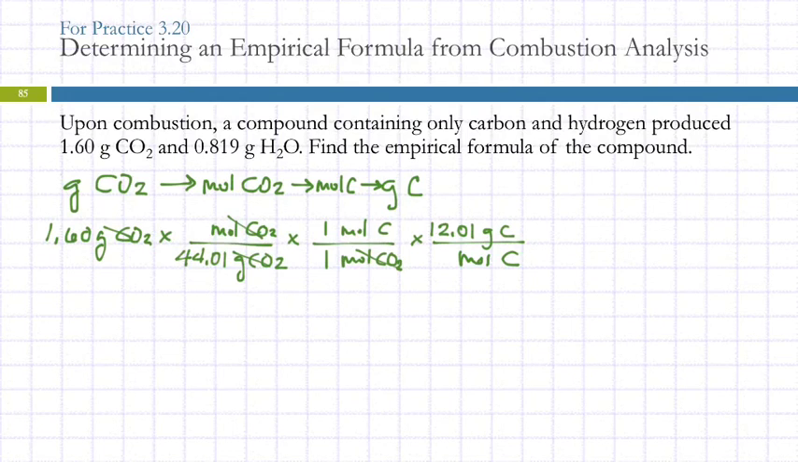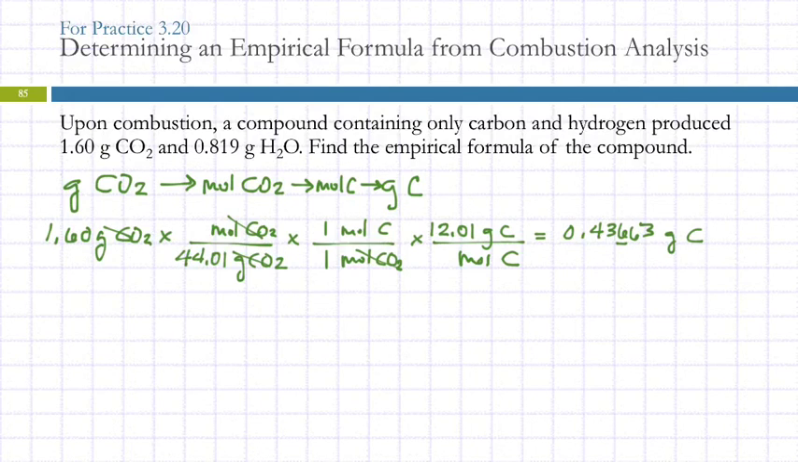So 1.6 divided by 44.01 times 1 divided by 1 times 12.01. So this is going to get us 0.4366 grams of carbon.